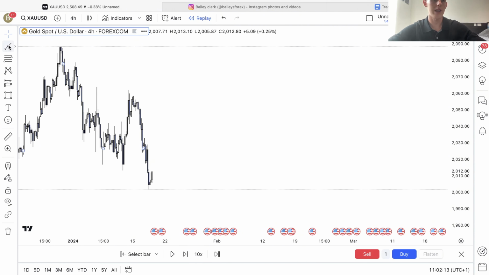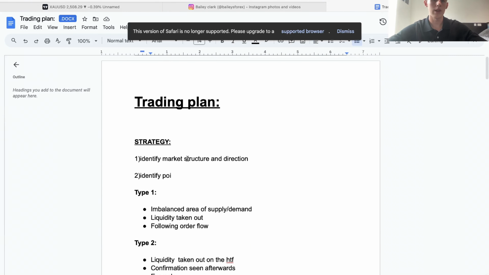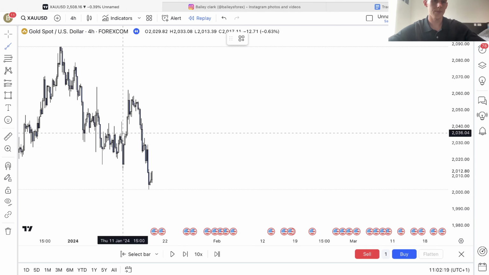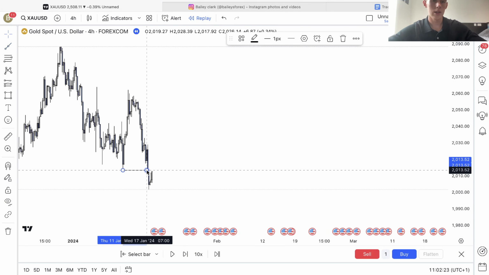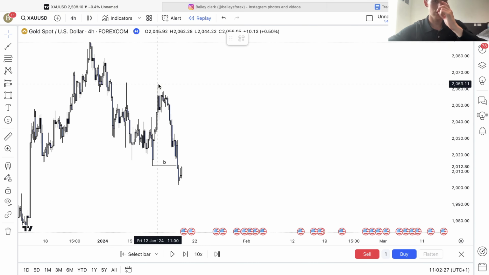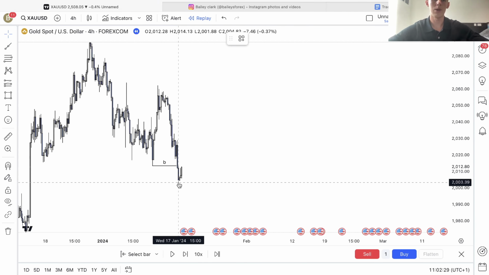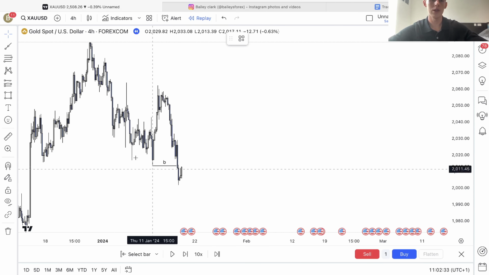Okay, so if we're focusing on this price action, we can see that the 4-hour trend is currently bearish. Step 1, identify market structure. 4 hours bearish. We can then draw on this as the most recent break of structure. This was the most recent lower high. This was the lower low. So in order to sell, we're looking between the high and the low.